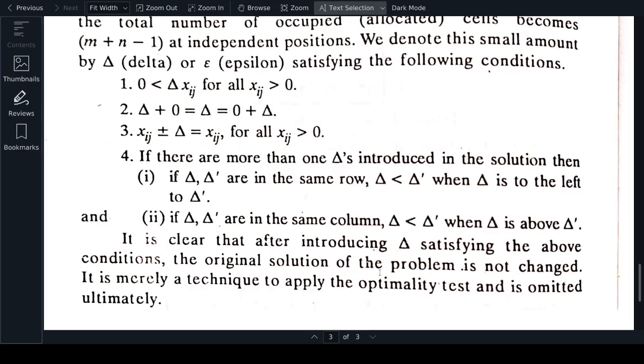So this number 4 point is important. If there are more than one deltas introduced in the solution, then if delta and delta dash are in the same row, delta is less than delta dash when delta is to the left of delta dash. And if delta and delta dash are in the same column, then delta is less than delta dash when delta is above delta dash. So this problem, you will see this theory and related problem next class. I shall give the question, then this one will be clear.